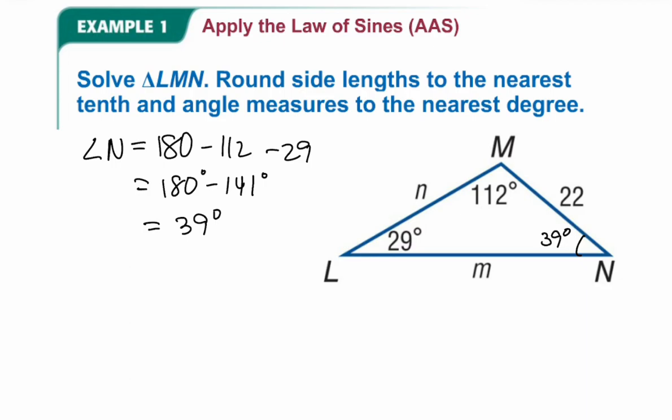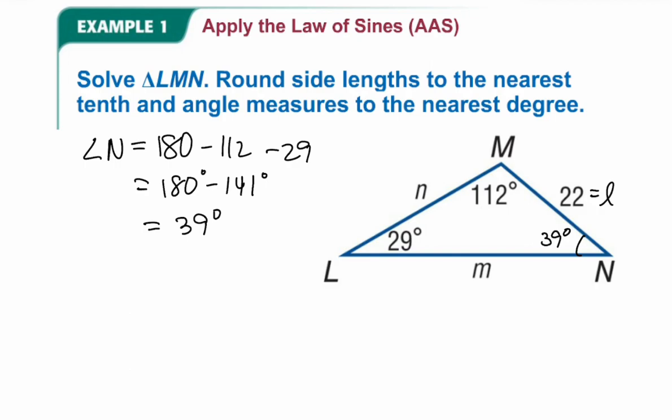Some things to note: the smallest angle should always be across from the smallest side. So I'm going to make a little L, and I'm going to make it a cursive L so that it looks like an L and not like a 1 or something. So the smallest angle, 29, is across from the smallest side. So we know that 22 should be the smallest measure we get. If it isn't the smallest measure we get, that's an indication that we entered something wrong into our calculator, did something funky, okay? So let's set up the law of sines.